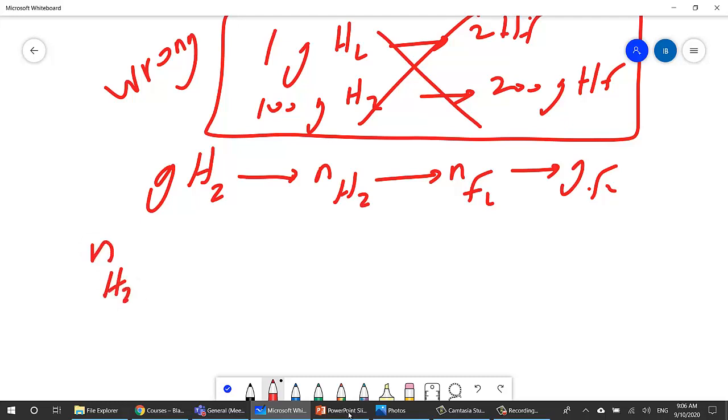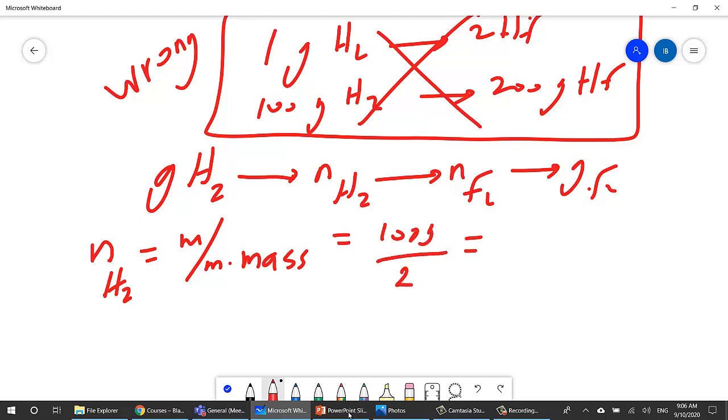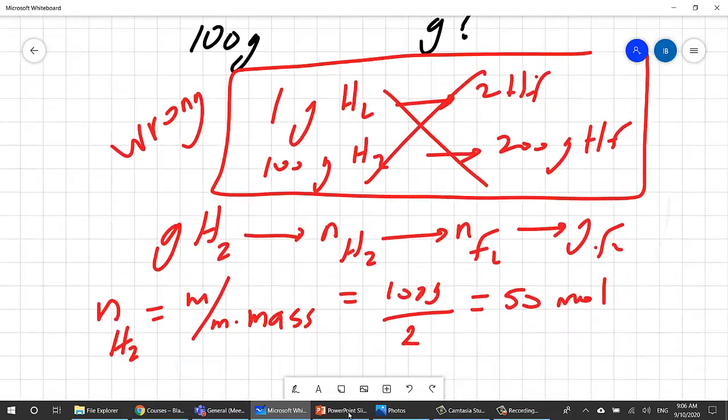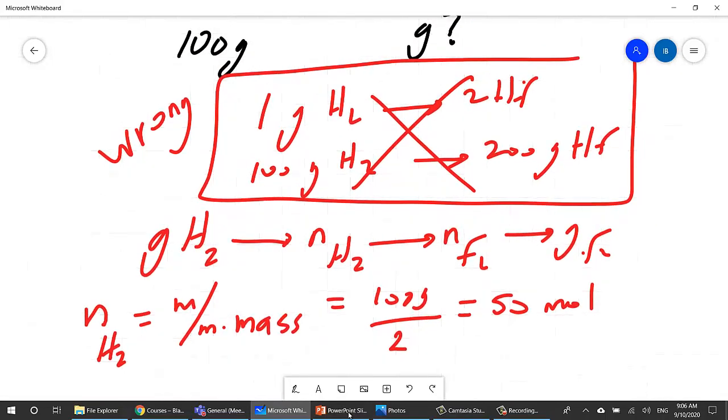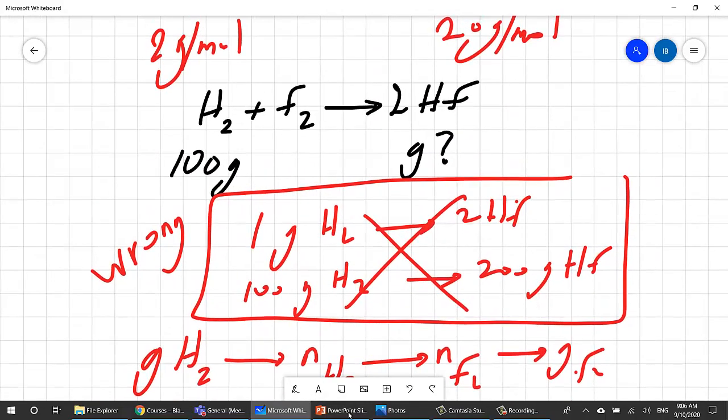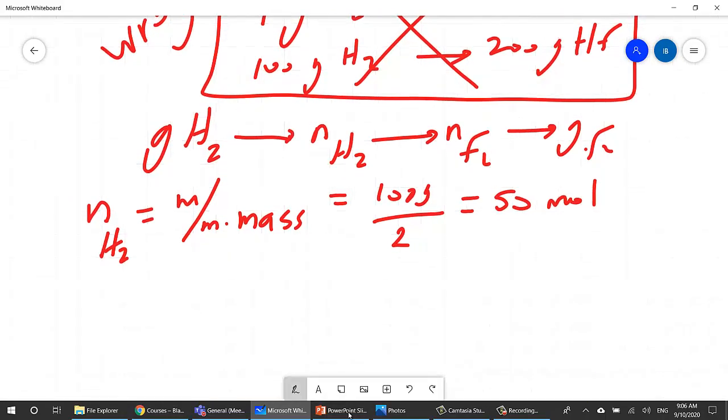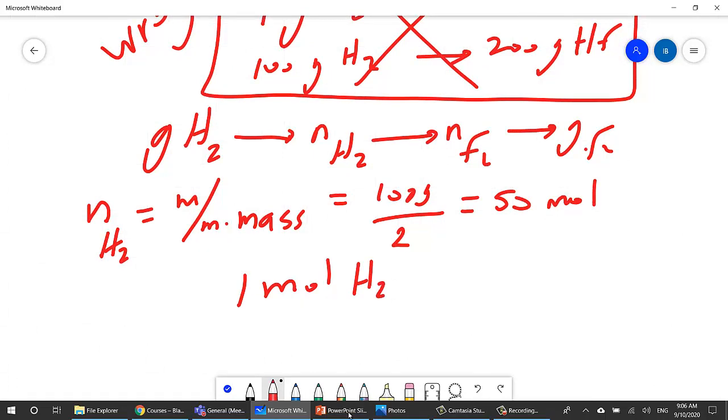The number of moles of H2 equals mass divided by molar mass, right? I have 100 grams divided by 2, that's 50 moles. So now I found the number of moles. Then I do a proportion as you learned in school, but not with the grams, but with moles. I know from the equation here that 1 mole of hydrogen gas will produce 2 moles of HF.